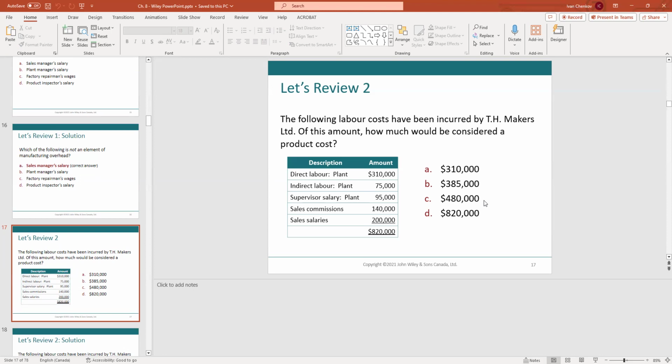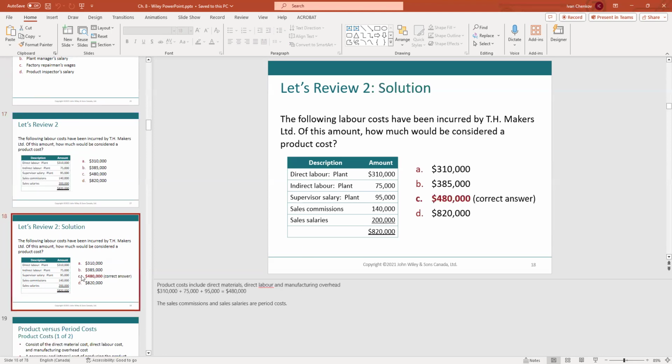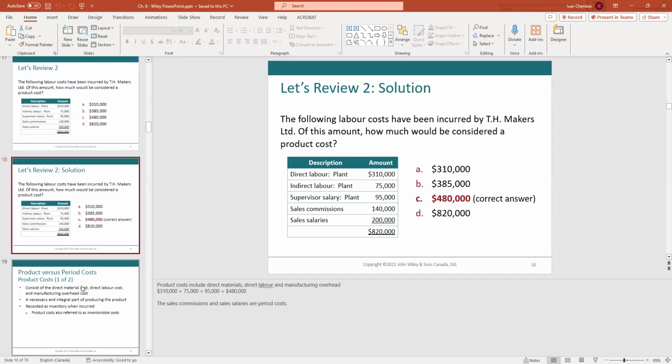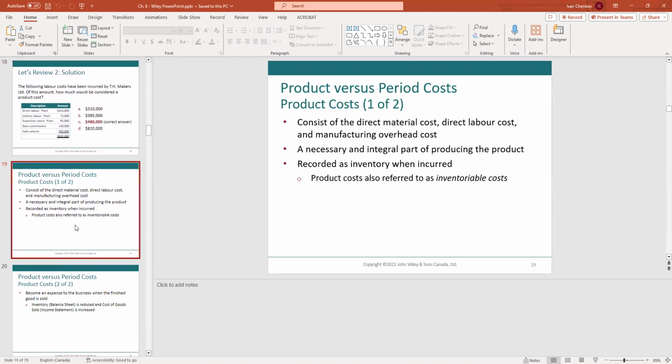And boom, I get the right answer without touching the calculator. Right? This is one trick for how to solve multiple choice questions if you have one. So how are we going to go with the product versus period cost?